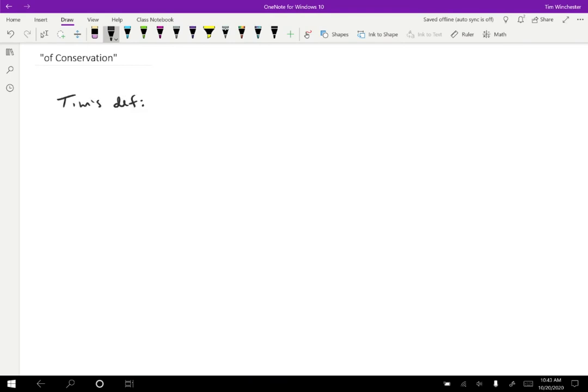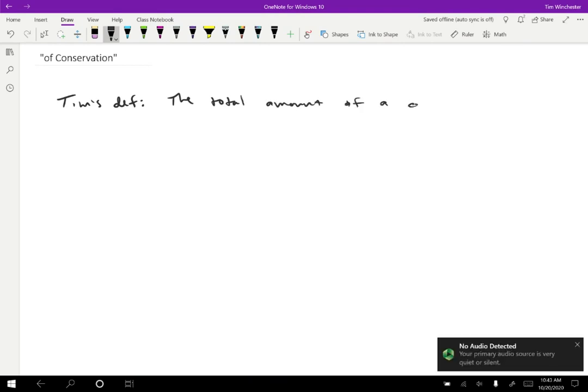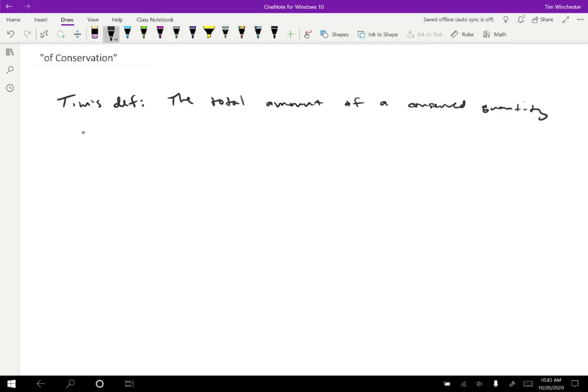So my definition of conservation is the total amount of a conserved quantity stays the same given some conditions. Okay, so that could mean a few different things in a few different cases. So it might mean that nothing changes at all.